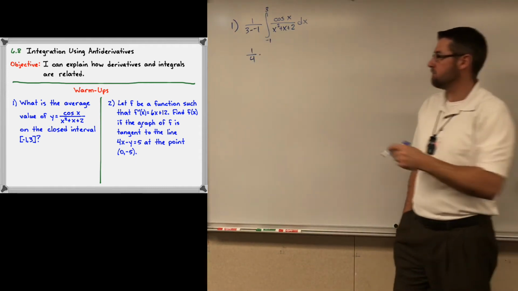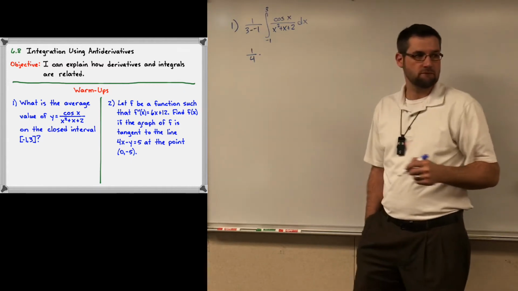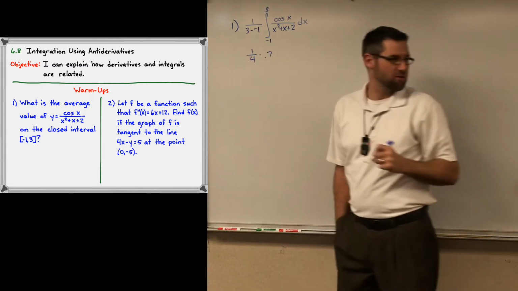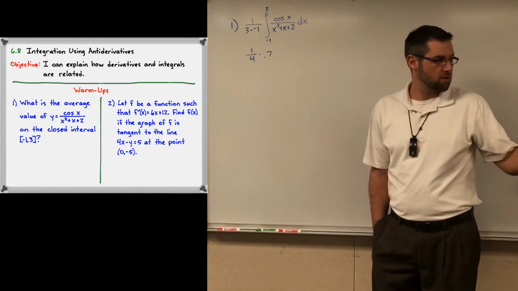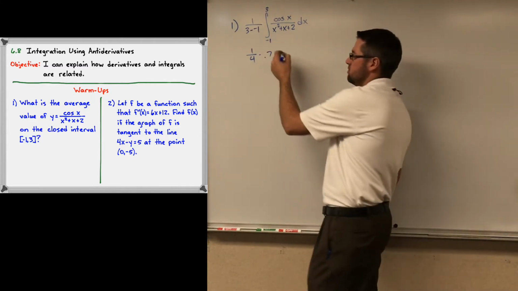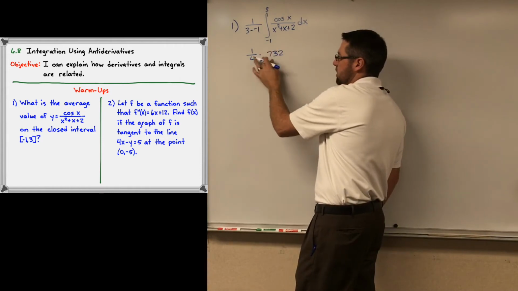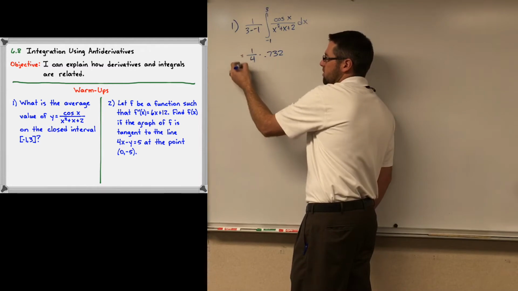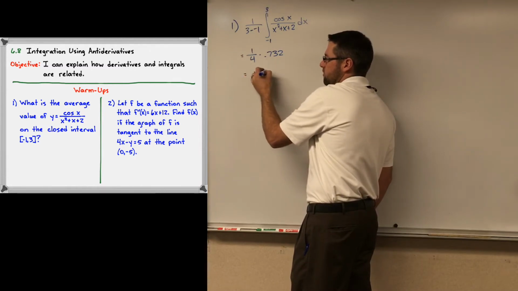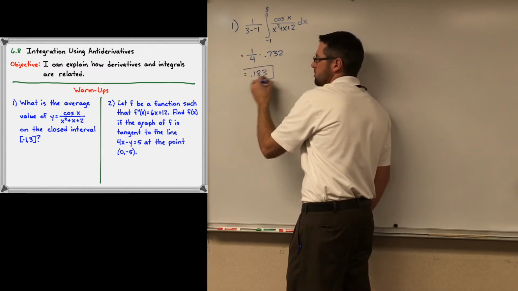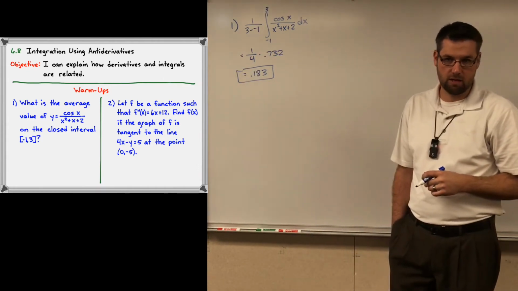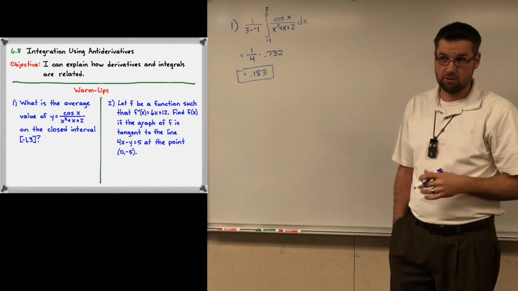0.7 something. It's on my paper. I gave it to someone else. 0.732? Okay. And then we have to take that and divide it by 4, so we end up with 0.183. Are you guys okay with this? In terms of the procedure to find the average value, right? Yes? You get it right?